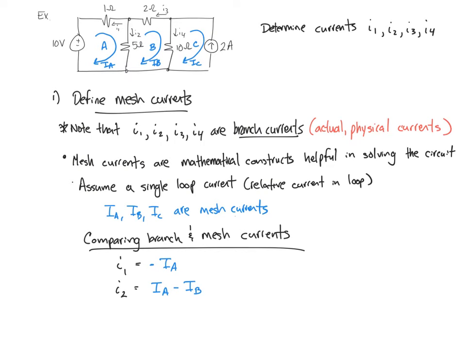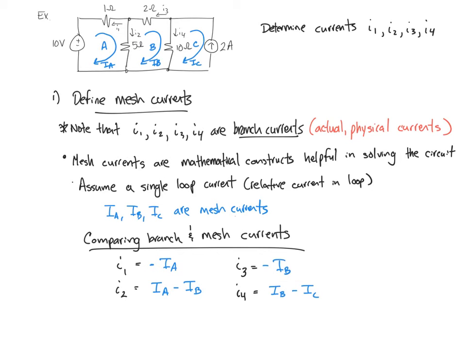Using the same logic, I3 is going to be equal to negative IB. IB is the only mesh current going through the 2 ohm resistor, and it is defined in the opposite direction of I3. I4 is the branch current through the 10 ohm resistor. There are two mesh currents that make up I4. IB is going in the same direction, so plus IB, and IC is in the opposite direction, minus IC.